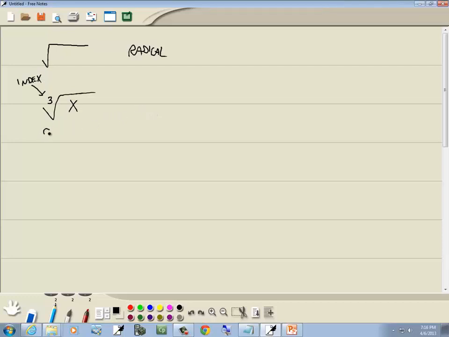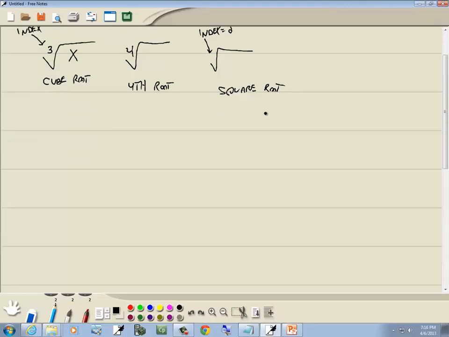Now, this is referred to as the cube root. This one would be the fourth root. That's why they say nth root. Now, if you have just this symbol here and there is no number, by default, your index is equal to 2. This is called a square root. Now we're going to explore in more detail what the index means with examples. But that's our beginning definitions.